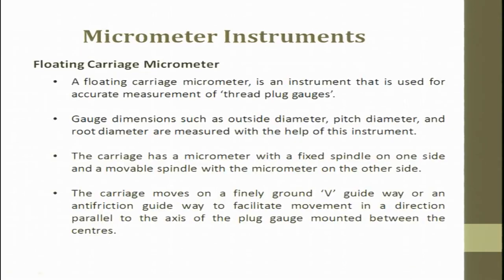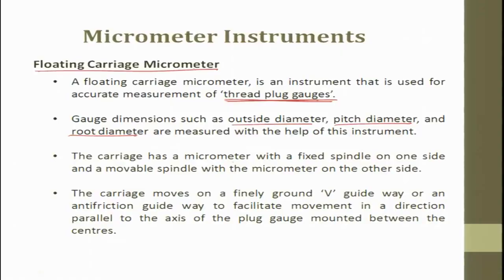There is another thing which is called the floating carriage micrometer. A floating carriage micrometer is an instrument that is used for accurate measurement of thread plug gauges. Measuring threads is also a very important parameter. The gauge dimensions such as outside diameter, pitch diameter, root diameter are all measured with this equipment. Till now we were measuring only length, depth, height, but now we are also trying to measure the thread.